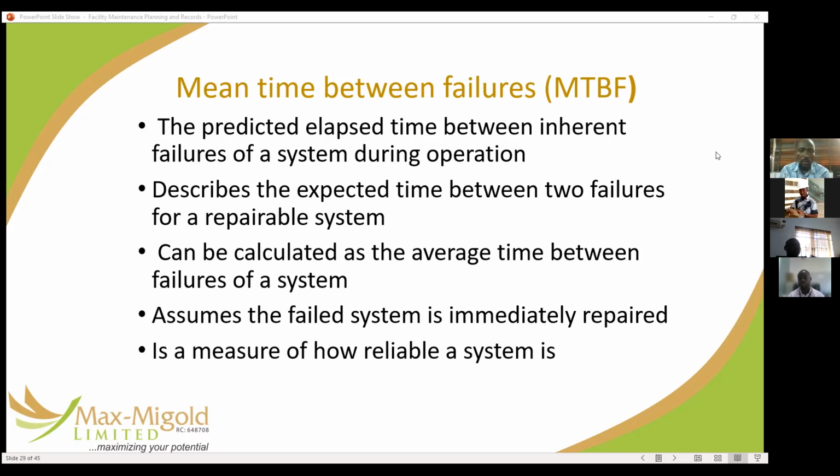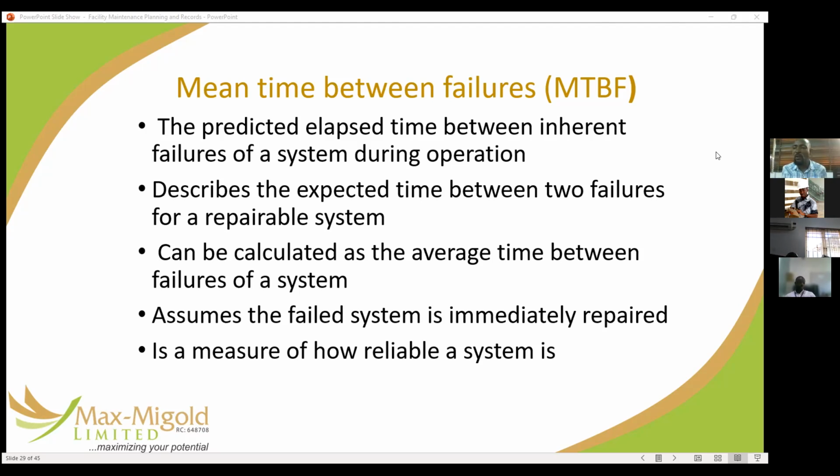Also, mean time is the predicted elapsed time between inherent failures of a system during operation. Just like, what was the running hour before the first breakdown of your generator? The running hour is 2000. What was the next running hour before the next breakdown? Let's assume the running hour is 3000. The generator breaks down, then it was repaired and put back to operation. And then it breaks down again at 5000 running hours. That means the mean time between the failures is just 2000 hours. The first one occurred at 3000 hours, while the second one occurred at 5000 hours. So the mean time between the two failures is just 2000 hours.